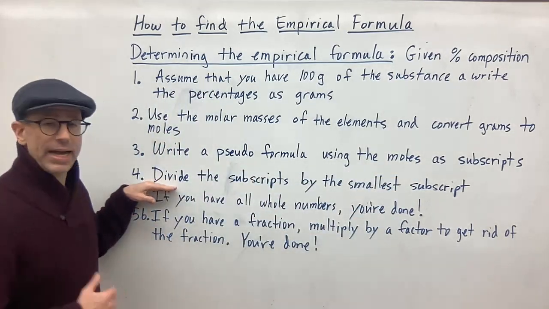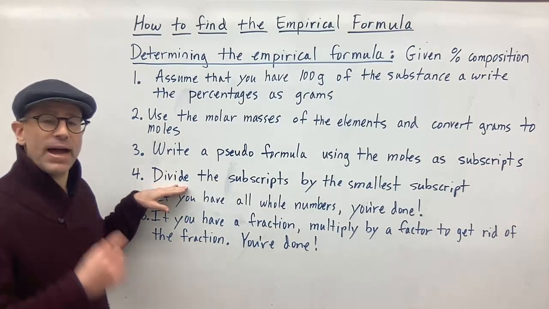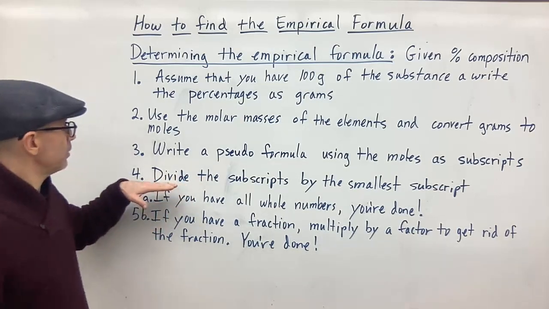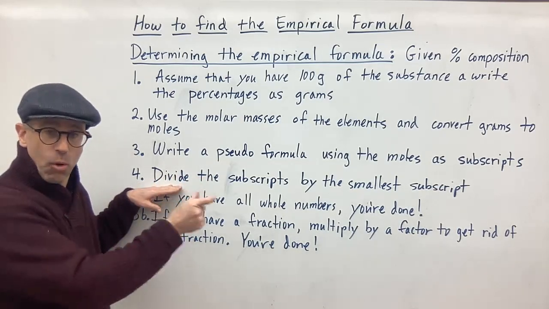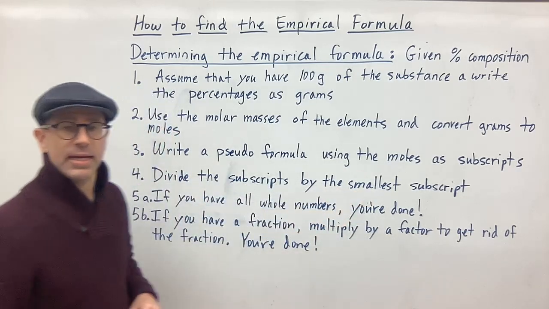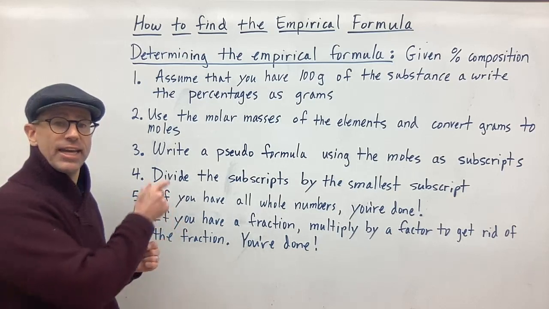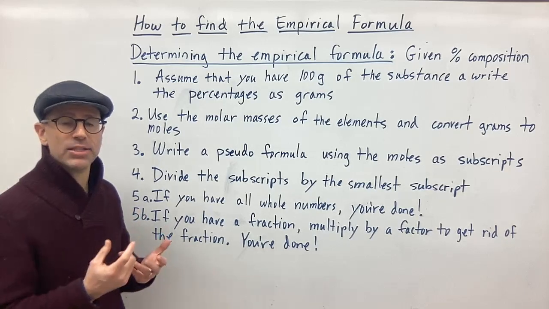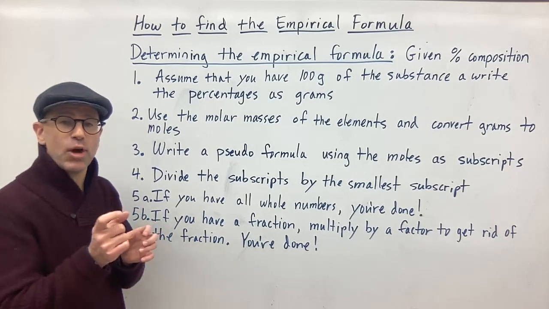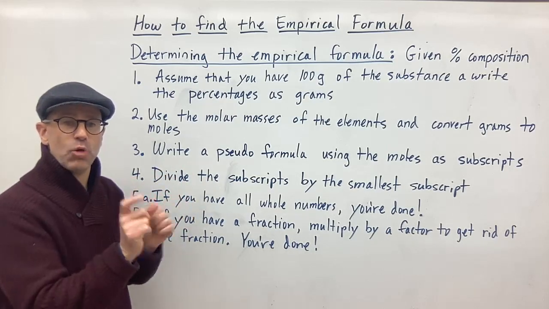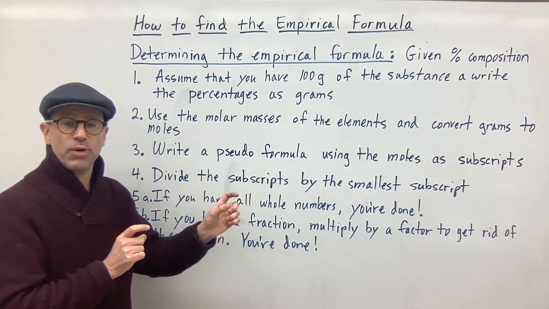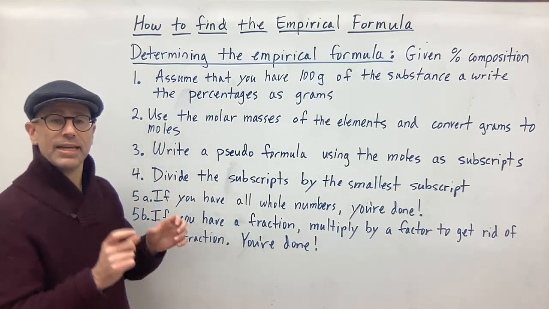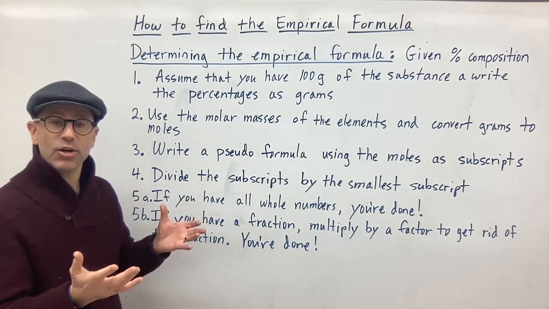So step 4, once I have my pseudo formula, I'm going to find the smallest mole subscript, and I'm going to divide the other subscripts, the other moles, by the smallest subscript. And at that point, after I divide each one by the smallest, I'm going to check to see if I have a whole number. Why do I divide by the smallest? Well, the reason is because I'm trying to get a whole number ratio between one of them and the others. And the best way to do that is just find the smallest and divide the others by it. And if they divide evenly, then you've got your whole numbers.